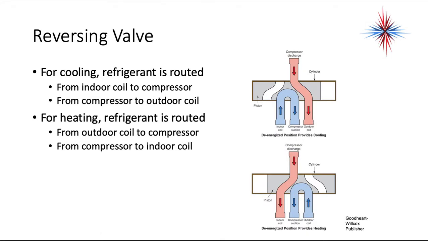A reversing valve, we've talked about it a number of times so far, but a reversing valve reverses the flow of refrigerant to the indoor and outdoor coils. For cooling, refrigerant is routed from the indoor coil to the compressor, from the compressor to the outdoor coil. For heating, refrigerant is routed from the outdoor coil to the compressor and from the compressor to the indoor coil.